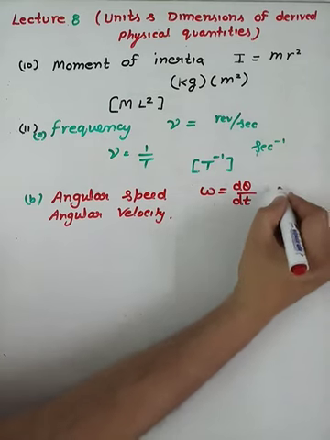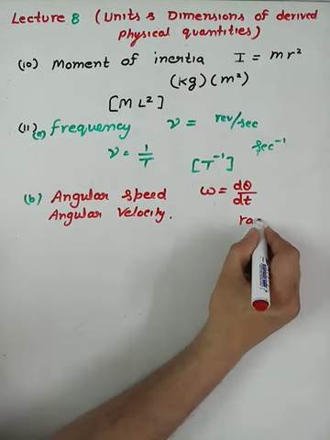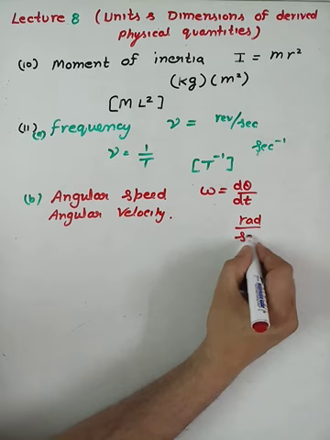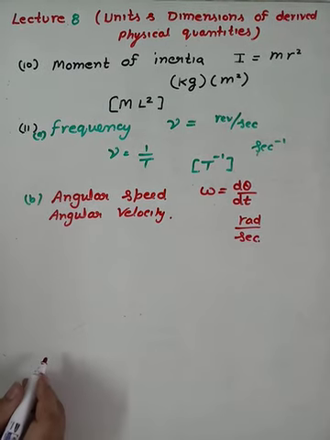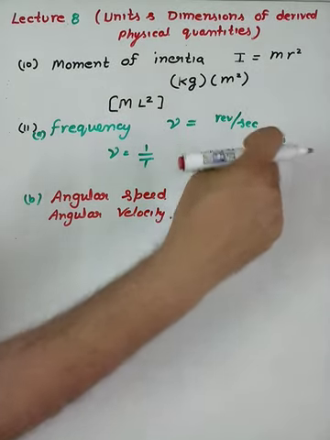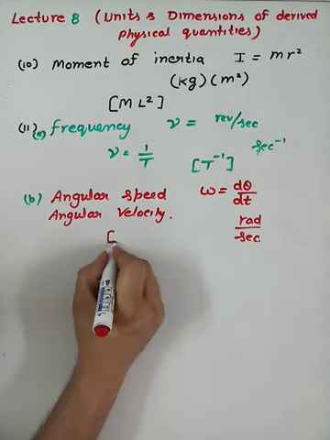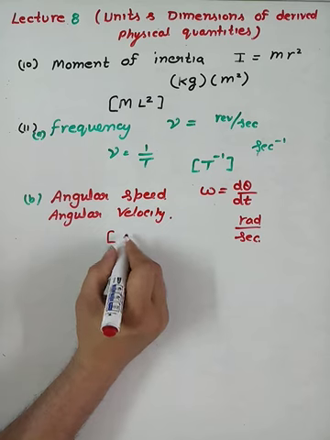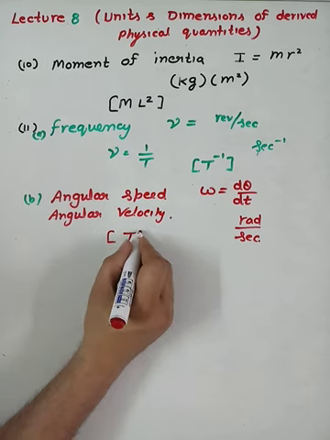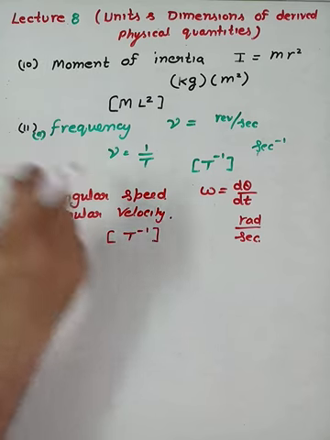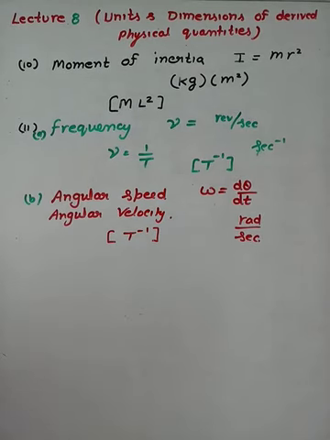Now theta has a unit of radian, dt is second. Its unit is radian per second. Now dimension of radian is none, therefore its dimension will be T⁻¹, same as that of frequency.